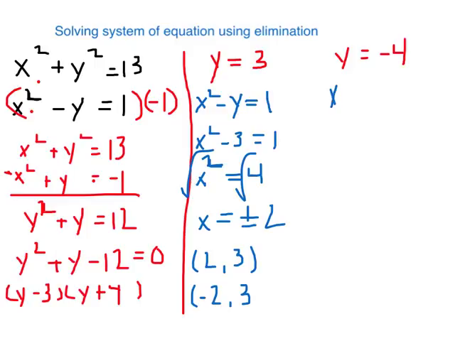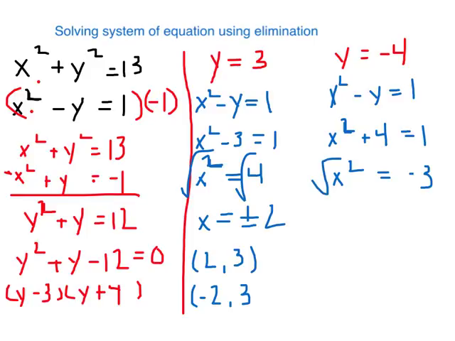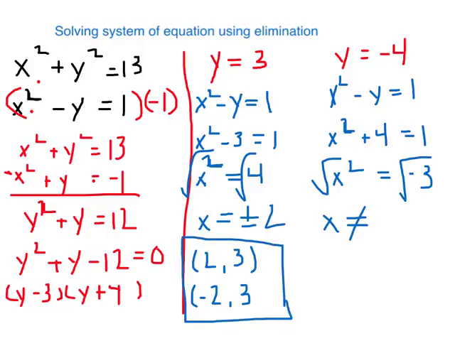So I've got here x squared minus y equals 1. So that means that x squared minus negative 4 is plus 4 equals 1. So x squared equals negative 3. If I take the square root of both sides, your solutions cannot be imaginary. So we don't have imaginary solutions on this right side because you can't take the square root of a negative. So our only two solutions are 2, 3 and negative 2, 3.